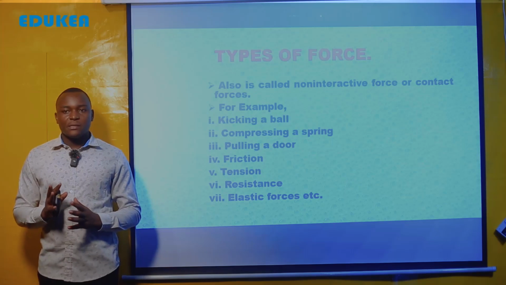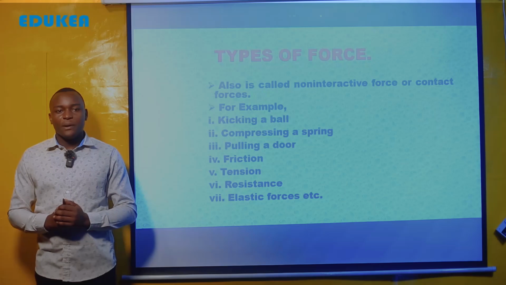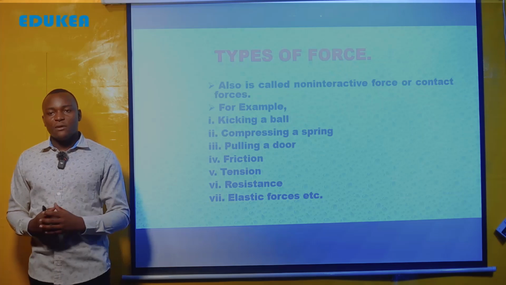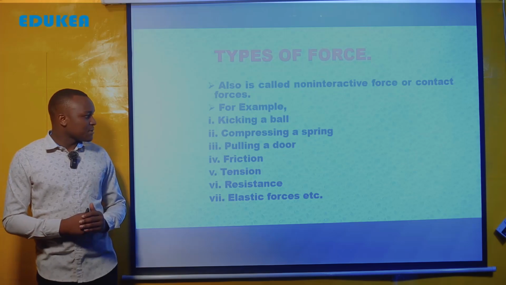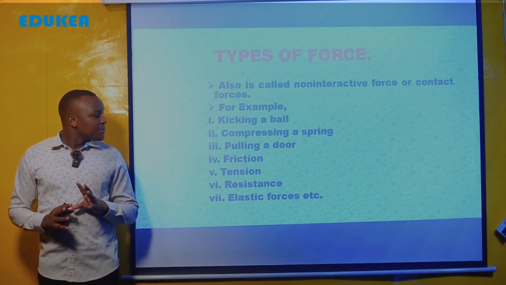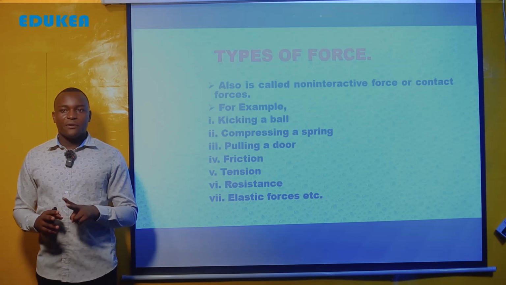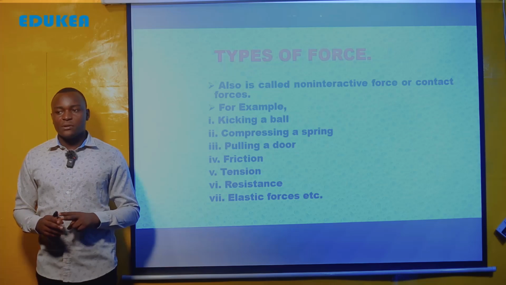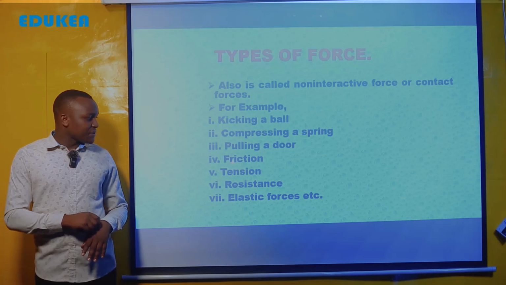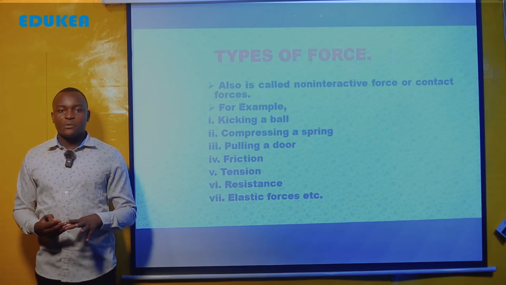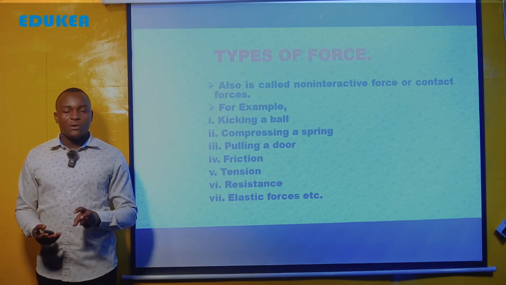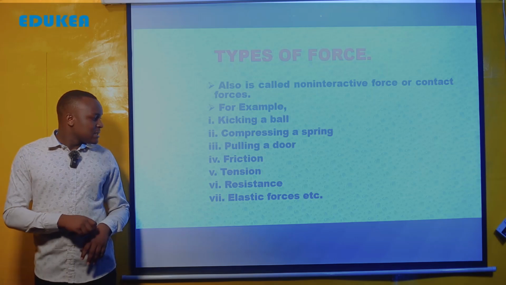Another example is compressing a spring. When you compress a spring, you apply a force, but there is also an opposition force offered by the spring. Also pulling a door. When you pull a door, there are two kinds of force, the force which exists on the door and the force which you apply in pulling it. Also friction. Friction is a kind of force caused by physical contact between objects or bodies.